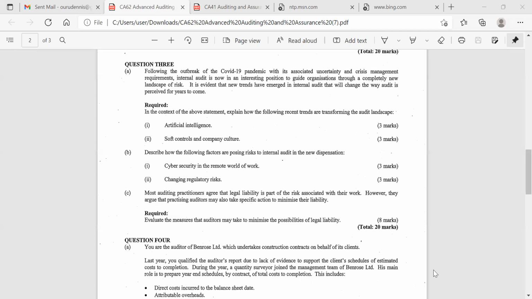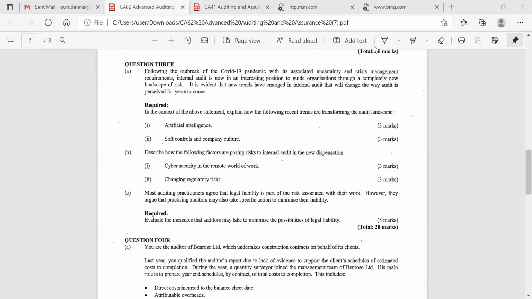It says, in the context of the above, explain how the following recent trends are transforming the audit landscape. Artificial intelligence. Use of artificial intelligence. Like when COVID-19 came, the banks removed tellers, they have machines being used, people are able to operate remotely. Now, auditors are here, auditing remote work, auditing the work that has been done by artificial intelligence. So how does this change the landscape? How will the auditors go through this?